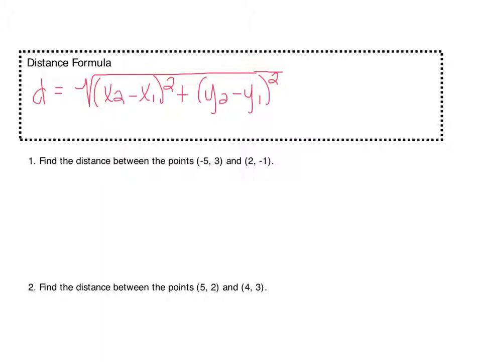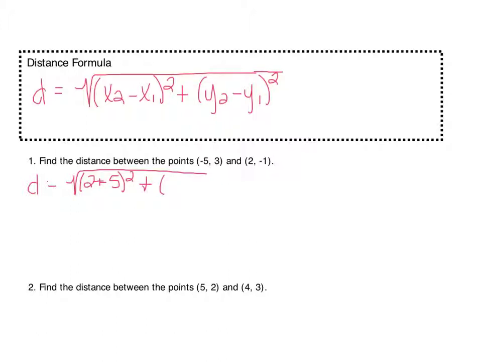So number one here wants us to find the distance between the points negative 5, 3 and negative 2, 1. So we're going to use this formula where d equals the square root of, now I have to do my two x values, and I do the second one minus the first one. My second x is negative 2. My first x is negative 5. So when I do minus a negative, that becomes plus 5. And I have to square that.